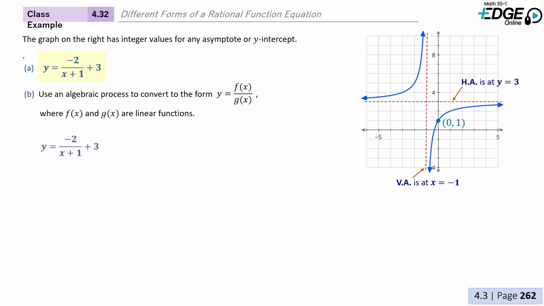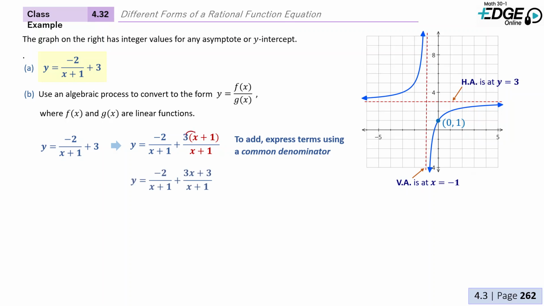So let's start with the expression that we know. And we really just need to incorporate this +3 into one rational expression. So we need to write that 3 as over a denominator of x plus 1. So the way we can do that is by multiplying by x plus 1 over x plus 1. And then expand the 3 in. And now that we have both fractions written over the same denominator, we can just write them over a common denominator of x plus 1.